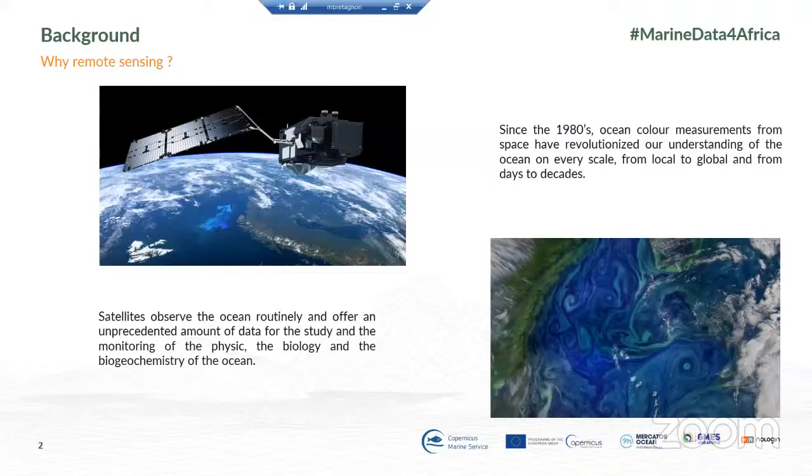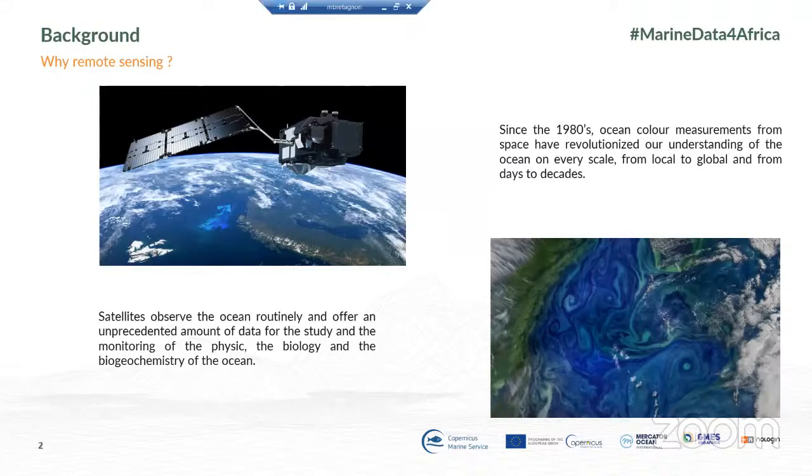Now, with the international cooperation between NASA and ESA, we have a succession of ocean color sensors: first SeaWiFS in 1987, then MODIS, MERIS, VIIRS, and now, more recently, with the European effort in the frame of the Copernicus program and the development of the OLCI sensor, we have a continuous archive of more than 20 years of data, which is freely available.